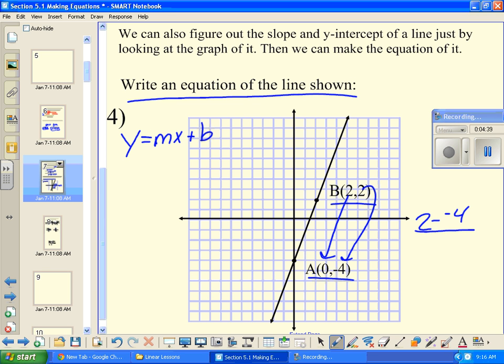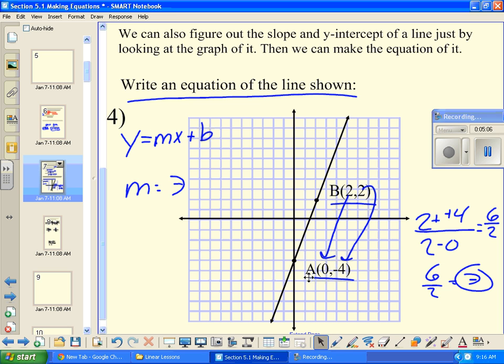2 minus -4 will be on top of my fraction. 2 minus 0 will be on the bottom. The y-coordinates, when I subtract those, go on the top, because remember the y changes on the top of my slope. The change in the x direction is on the bottom of my slope. This ends up being 2 plus 4, which gives me 6 on the top. 2 minus 0 gives me 2 on the bottom, and 6 over 2 is just 3. So I could say the slope of this line would be 3.